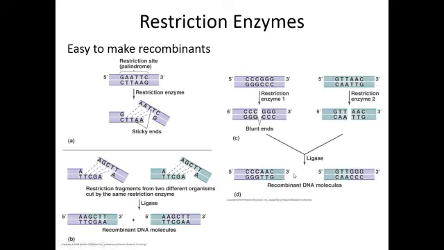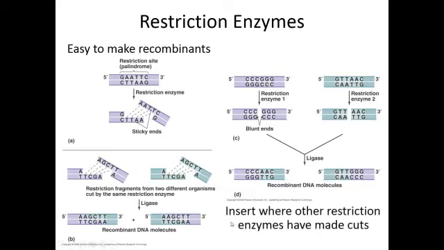So sometimes we go with restriction enzymes that make blunt ends. They just snip straight through. So we can use two different restriction enzymes that make blunt ends, and we don't have to worry about these sticky ends matching up. Then we use a ligase to make the recombinant DNA molecules. Now this is harder to do, but we can insert where other restriction enzymes have made cuts, so we have a broader range of what we can do.